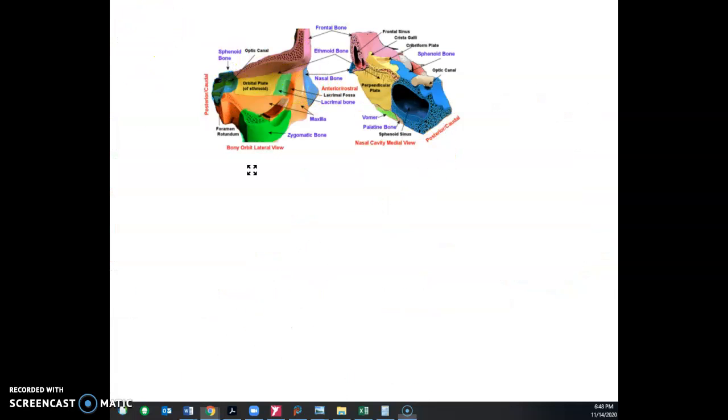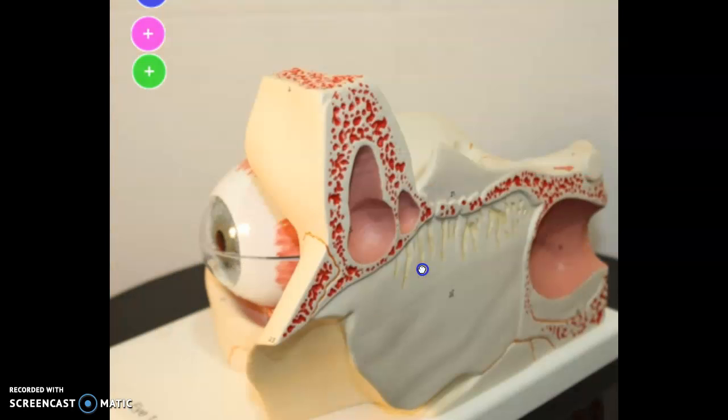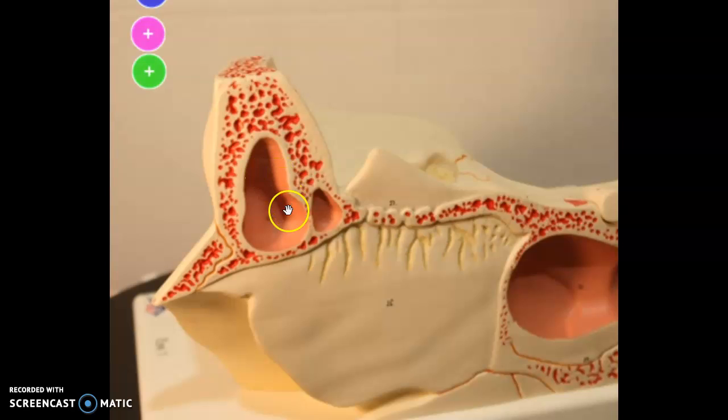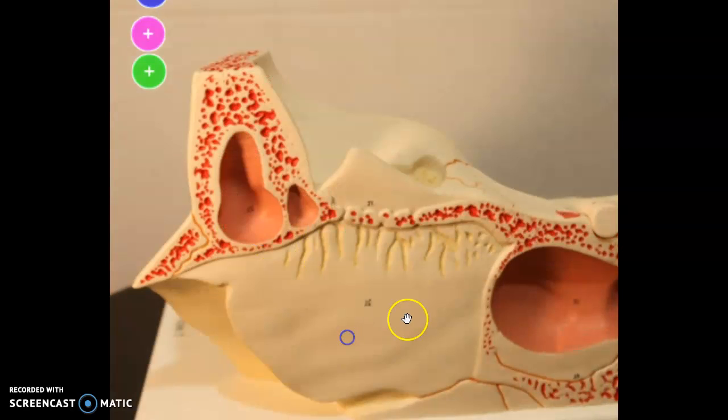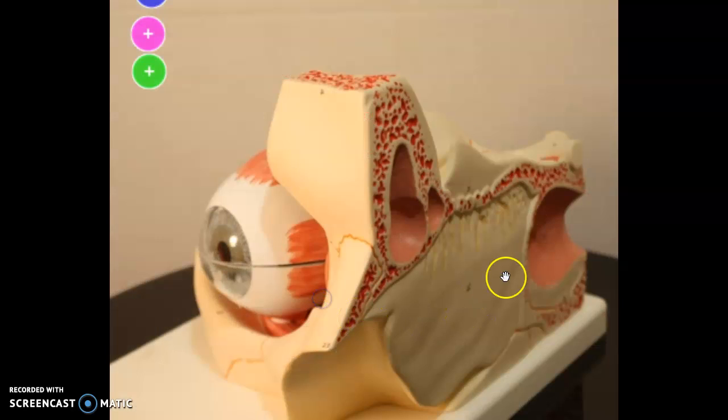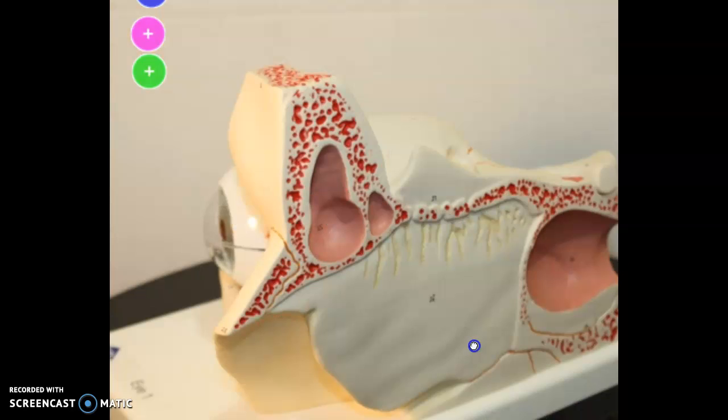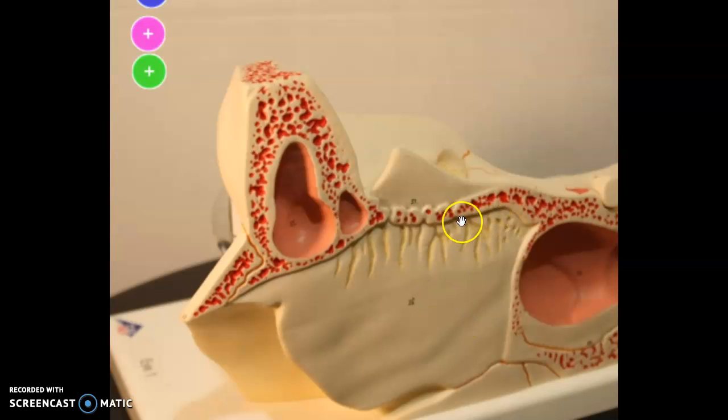So, now we're here for the ethmoid bone. So I'm going to rotate. Here's the nasal bone. There again is the frontal sinus. The ethmoid bone has air cells that form its sinus. And this is the perpendicular plate. This is forming the septum, or the superior part of the septum of your nasal cavity. This bone right here is the vomer. So this is the perpendicular plate.